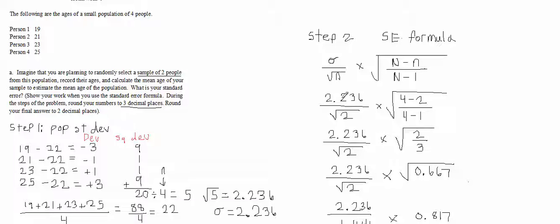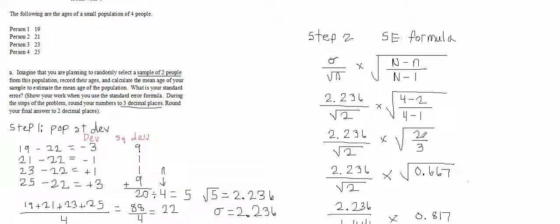Once we plug in sigma, which we found right here in step 1, the population size and the sample size, we just go through the steps and work out the answer. First, we just subtract inside of this square root. We subtract on top and we subtract on the bottom. 4 minus 2 is 2. 4 minus 1 is 3. So we end up with 2 over 3 right here.